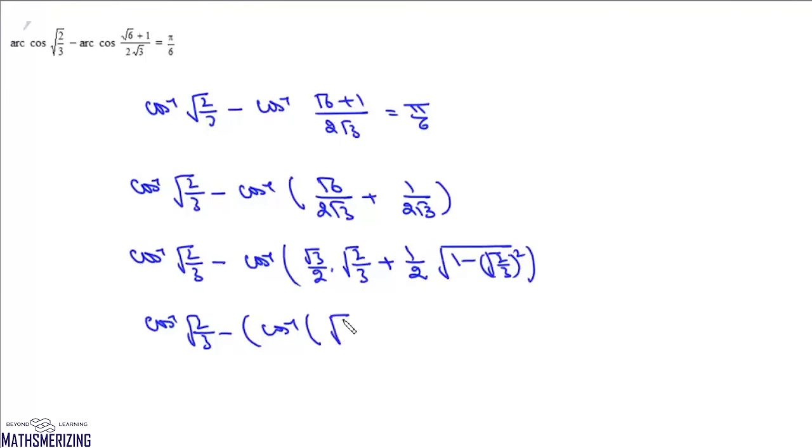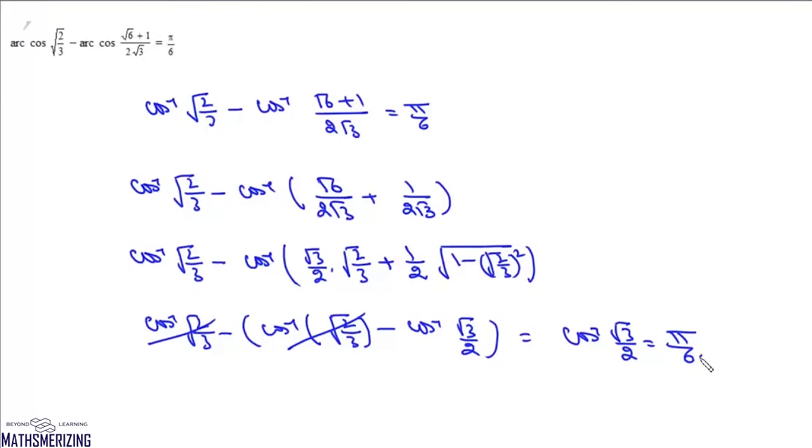So it will be cos inverse under root 2 by 3 minus cos inverse root 3 by 2. Now here cos inverse root 2 by 3 will cancel. So we'll get this result as cos inverse root 3 by 2, and which is nothing but pi by 6. And that is the answer to this question.